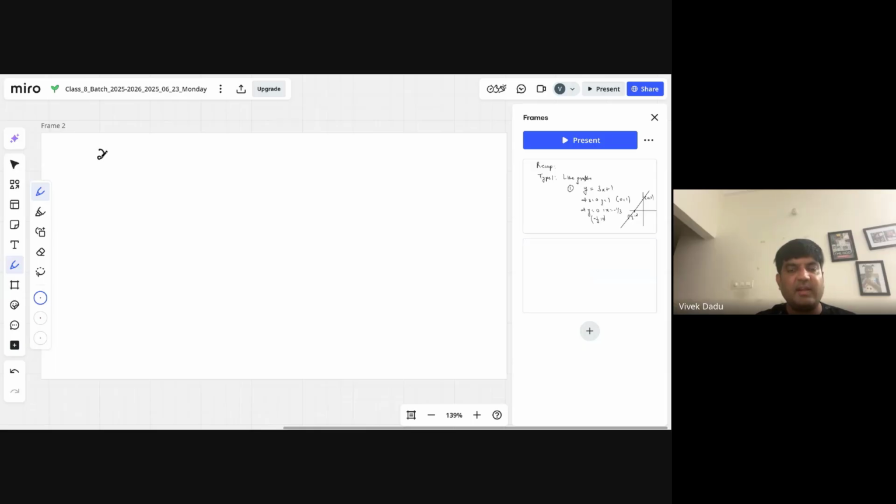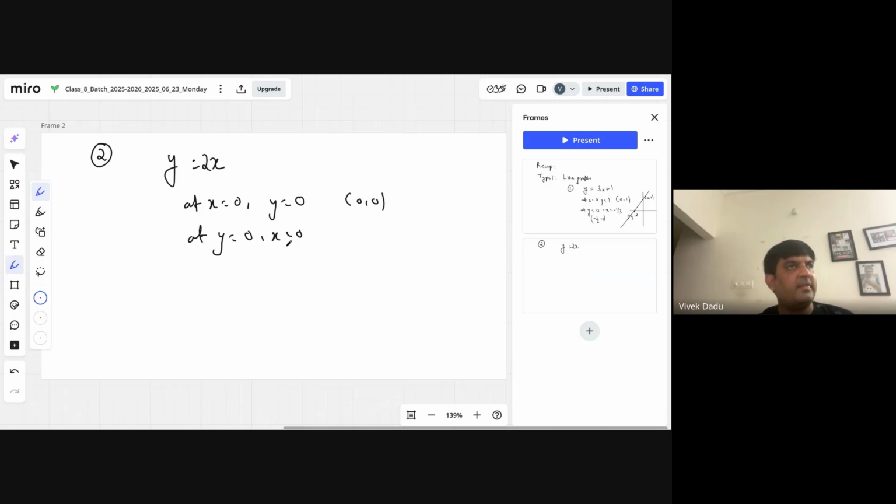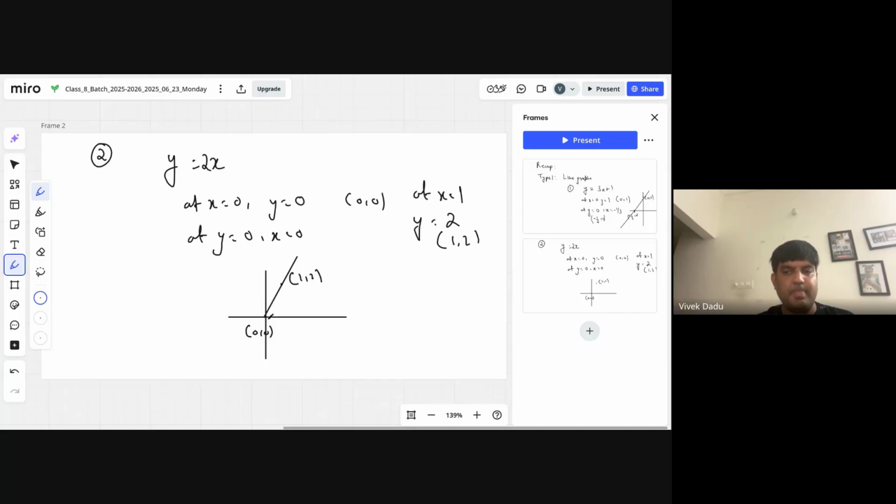Second variation in line graphs was something like this. y equal to x or y equal to 2x, something like that. So at x equal to 0, y is 0. But at y equal to 0, x is 0, you again get 0, 0 as the two points. So what do you do? Take some other point, at x equal to 1, y is equal to 2. So 1, 2 as another point, and then join. Okay.